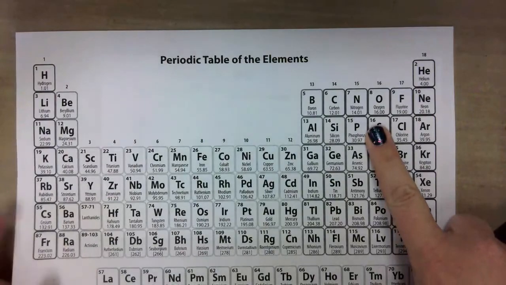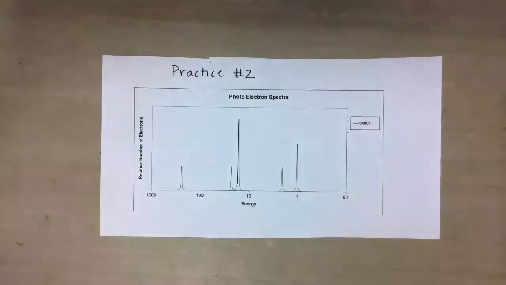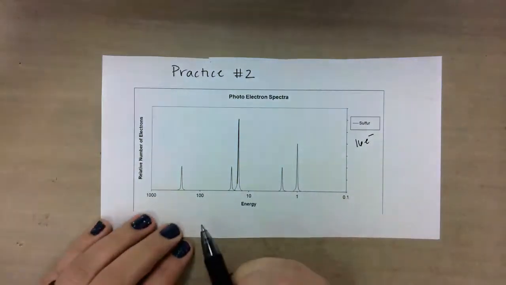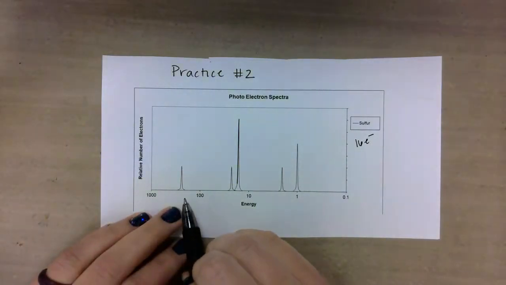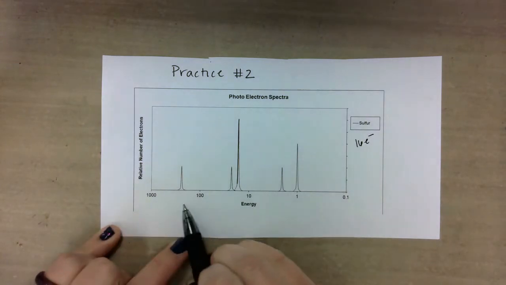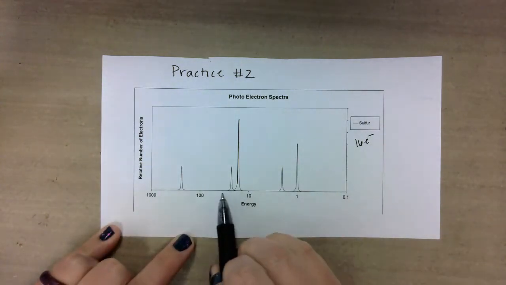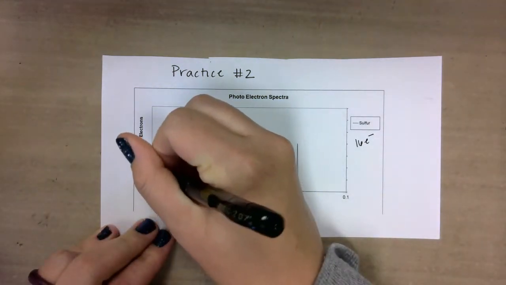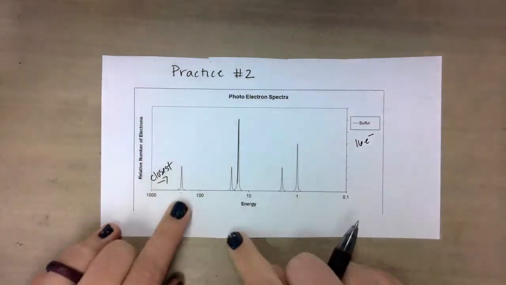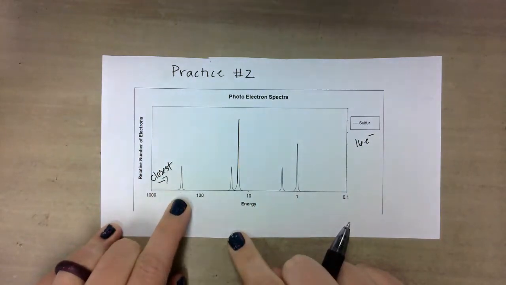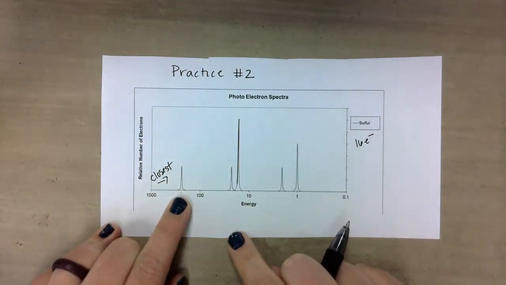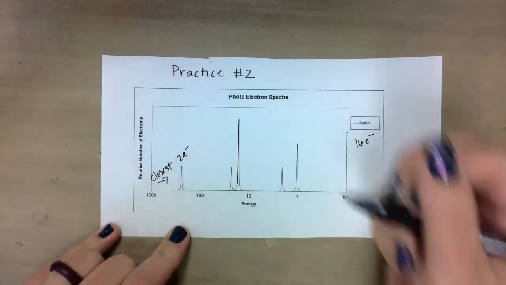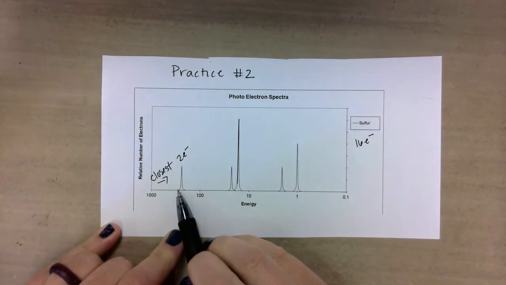Sulfur is atomic number 16, which means it has 16 electrons. Okay, so we have 16 electrons. The first peak on here that's closest to the nucleus is going to be this one right here. So again, the highest energy value has the closest peak to the nucleus, and that one, other than in hydrogen, has 2 electrons in its first peak. So I have 2 electrons here.